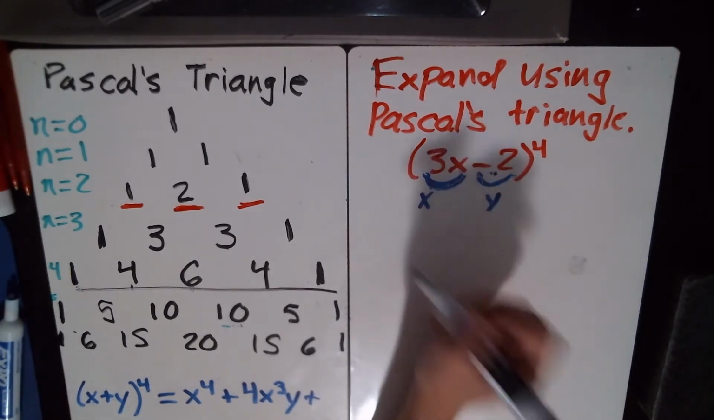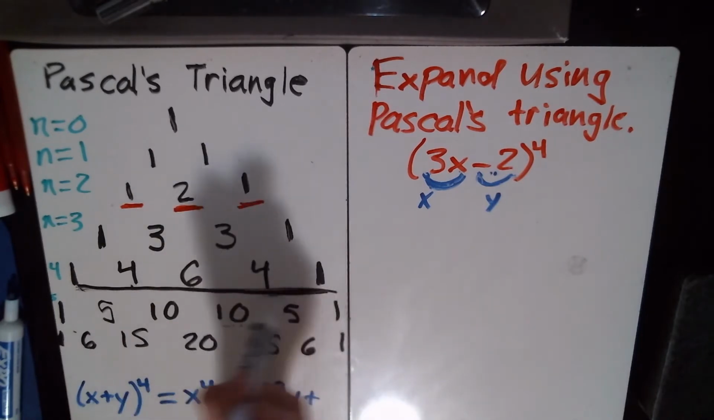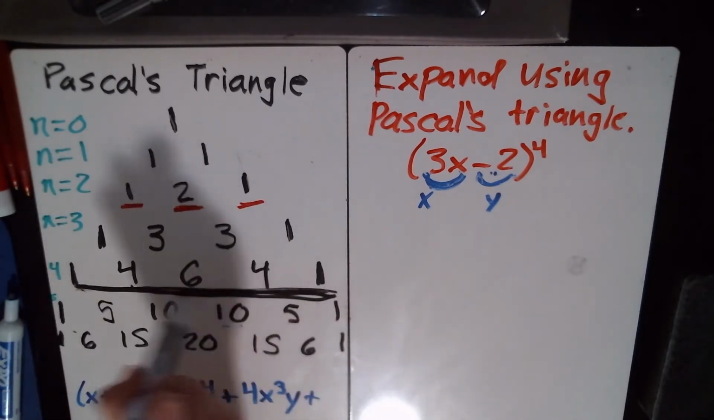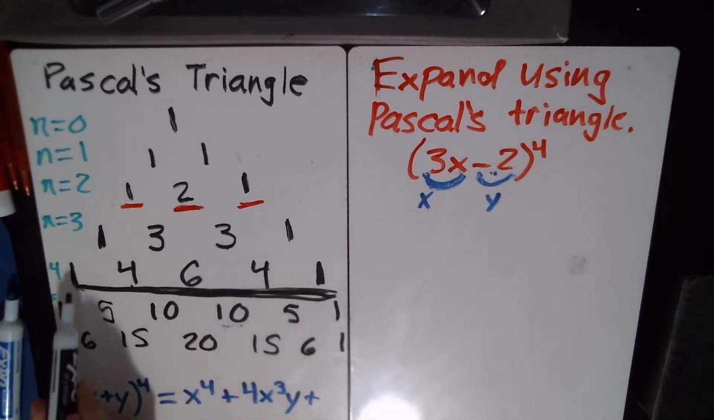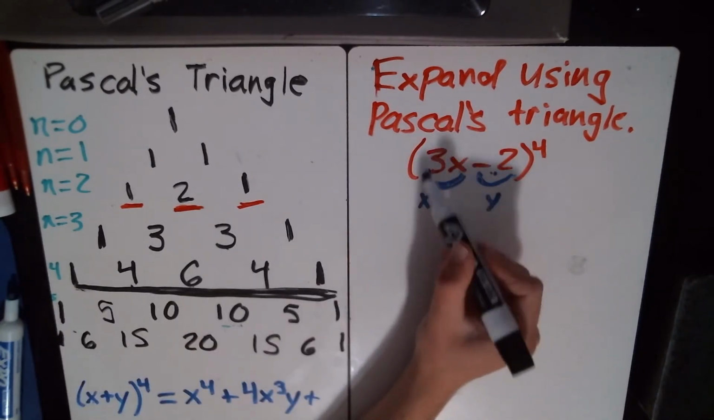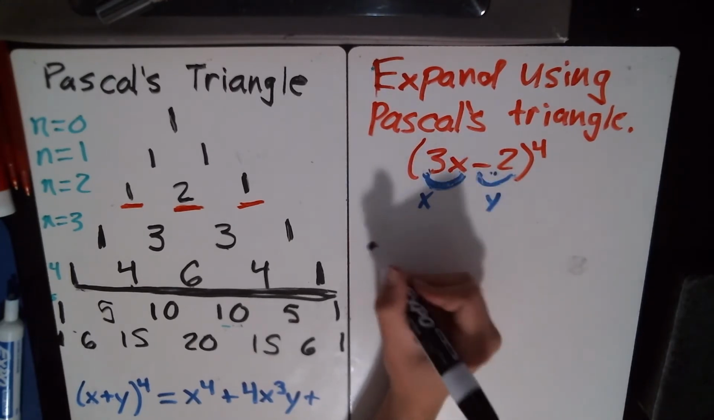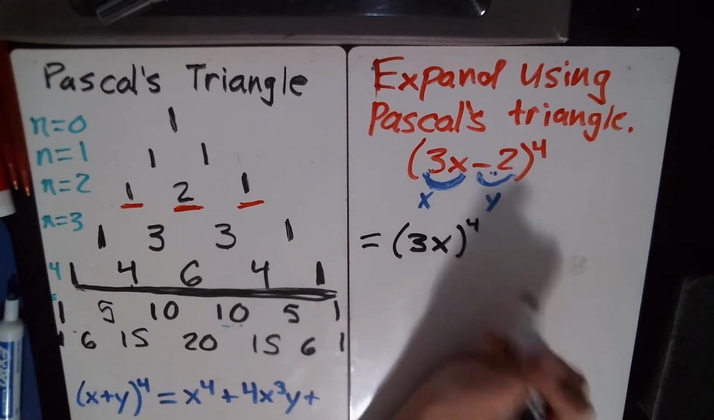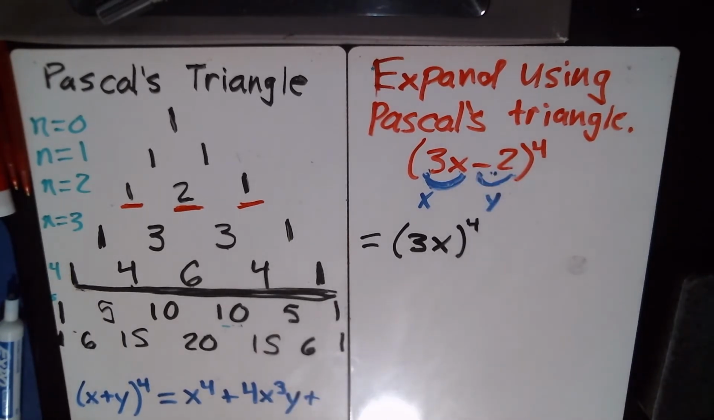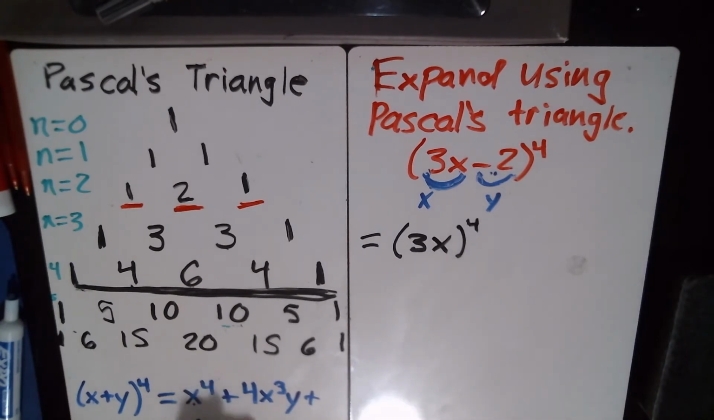We look at our 4th row because we're doing a 4th power, so when n equals 4, which is right here on the triangle. I'm going to have the first thing to the 4th power, so this equals 3x to the 4th power, because 3x has taken the place of x now.